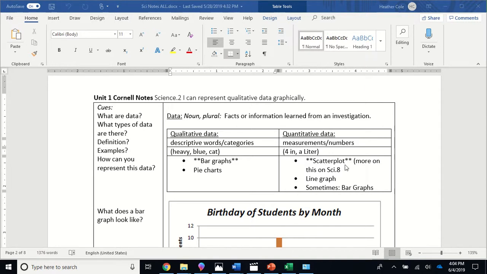We're going to talk about this more in Science 8, and you can use line graphs or scatter plots, sometimes even bar graphs for quantitative data. But we're really going to focus on using bar graphs for qualitative data today, and we'll talk briefly about pie charts too. So a bar graph looks like this.